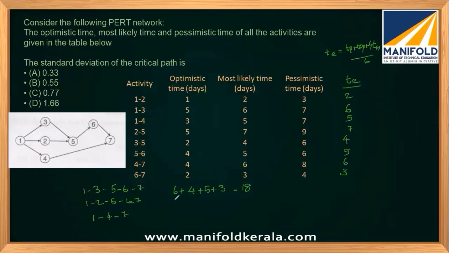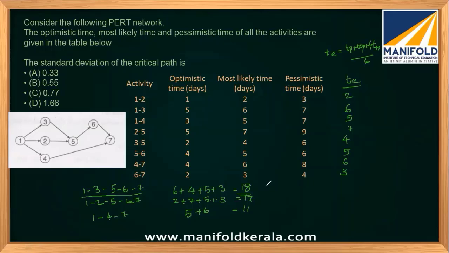So for this one, 1 to 2 is 2, 2 to 5 is 7, then 5 plus 3 will give you 17. The last one, 1 to 4 is 5, and 4 to 7 is 6, so 11. So 18 is the project duration, and this is our critical path.